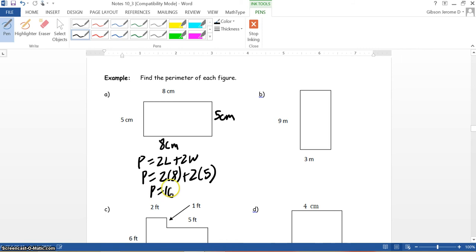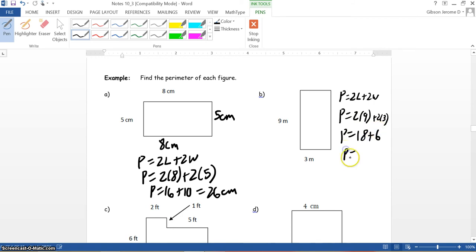So we know 2 times 8 is 16, plus 10 will give us 26 centimeters. And that will be our final answer. Now this also is a rectangle. So we have P is equal to 2 times the length plus 2 times the width. P is equal to 2 times 9 plus 2 times 3. Now we know 9 times 2 is 18 and 3 times 2 is 6. So the perimeter is 24 meters here.